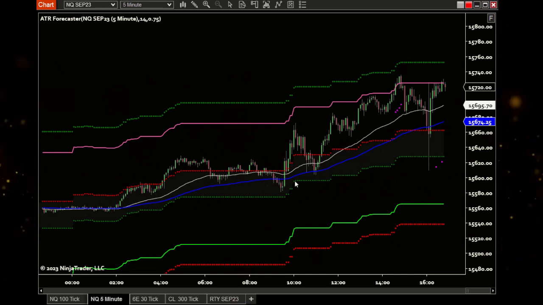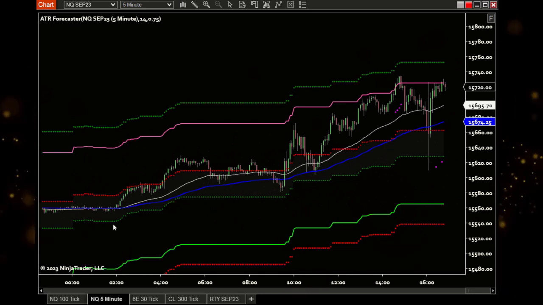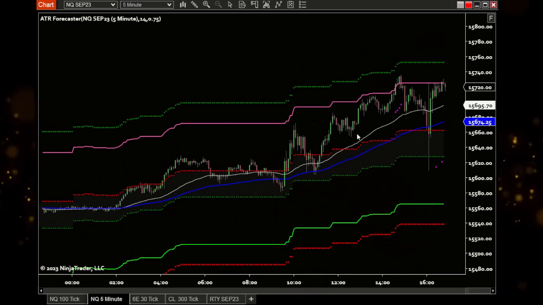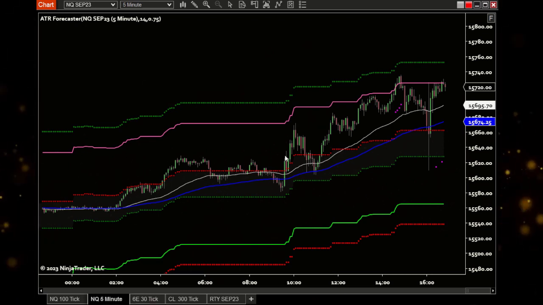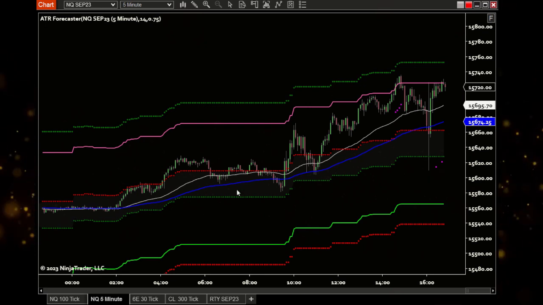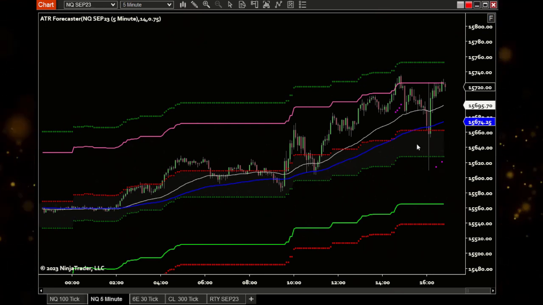This zone is what I call the no man's land. It's the middle price of the day, and as we find new highs, the mid price will rise between the high and low of the day. So that mid price went up. So this is an uptrending day, definitely.